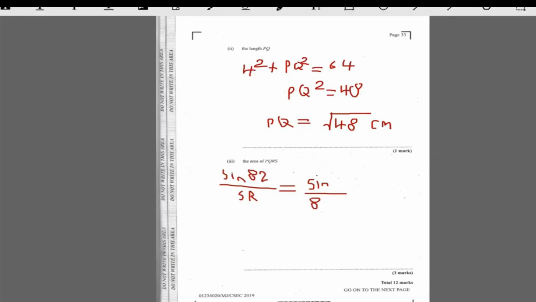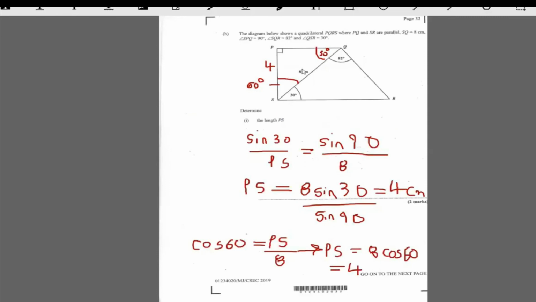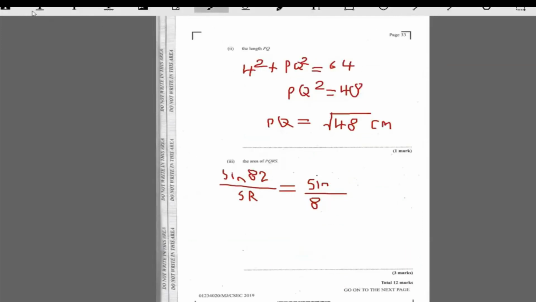Now the sine of what? This angle, 8 corresponds to this angle. And this angle is 82 plus 30, which is 112. 180 minus 112 is 68. So this is 68 degrees, and this is sine 68.